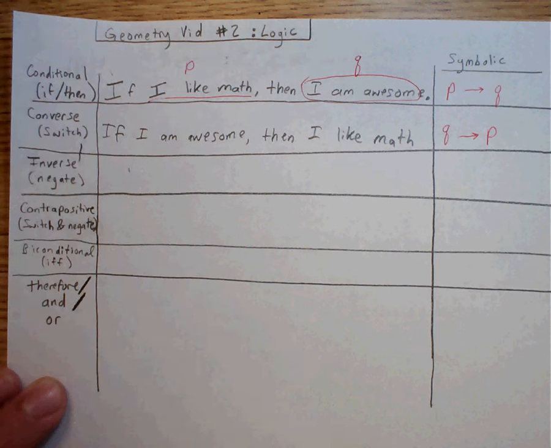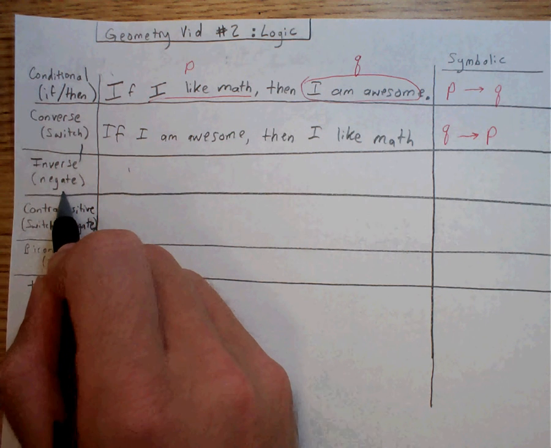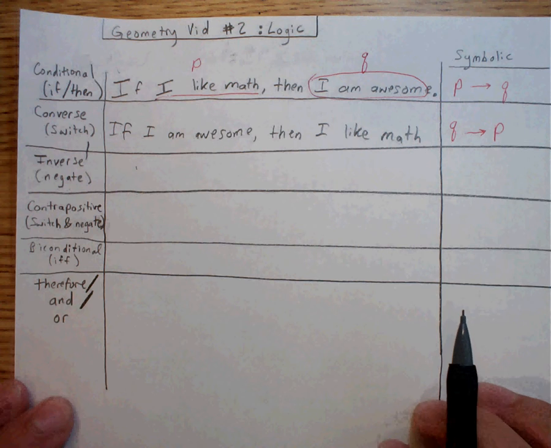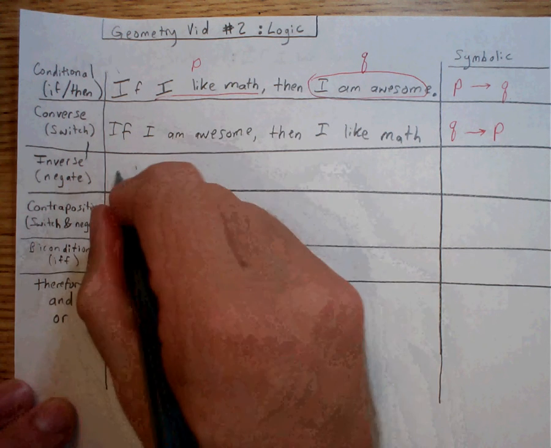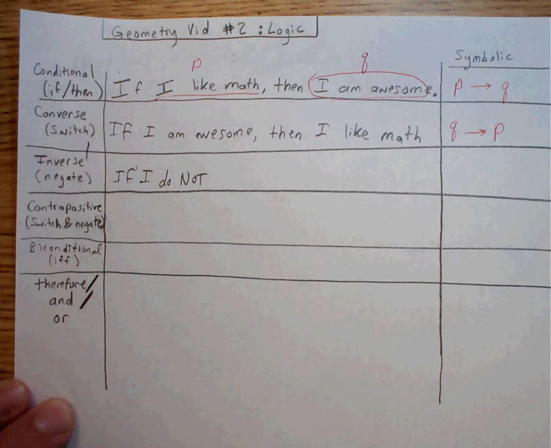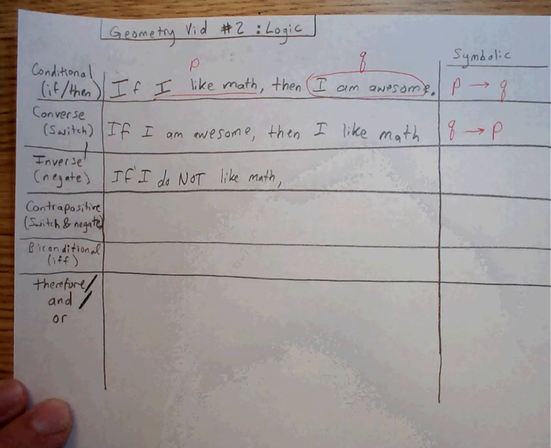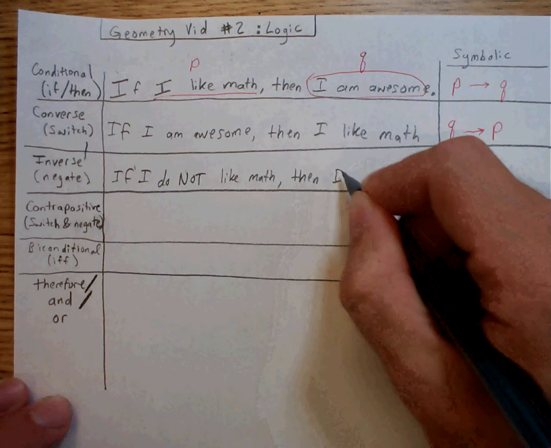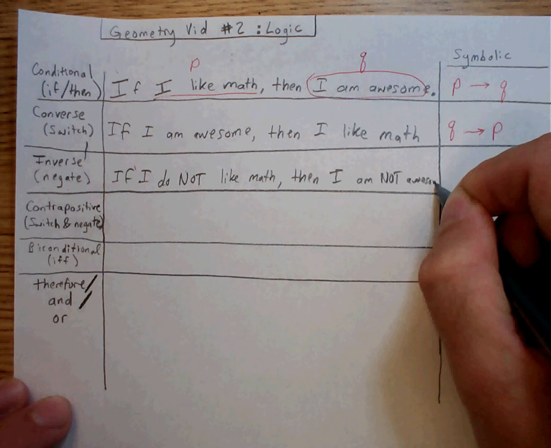Let's do the inverse, or negate. Negate means do the opposite, or the not form of the conditional. So we still start with P because we don't switch, we just negate. So we say, if I do not like math, then I am not awesome. Okay?